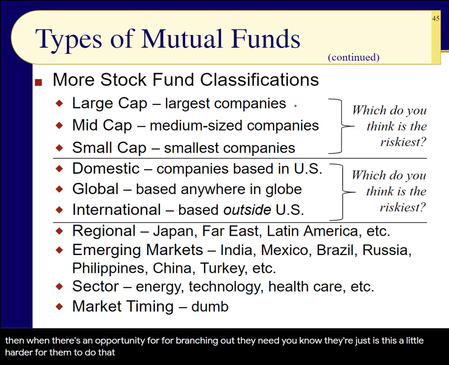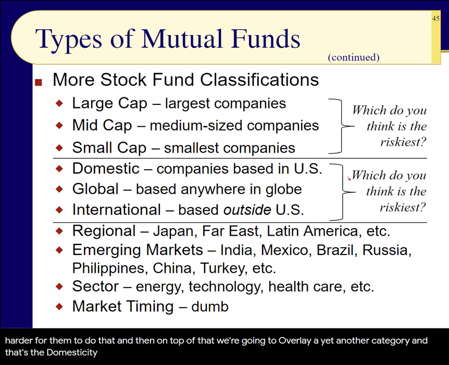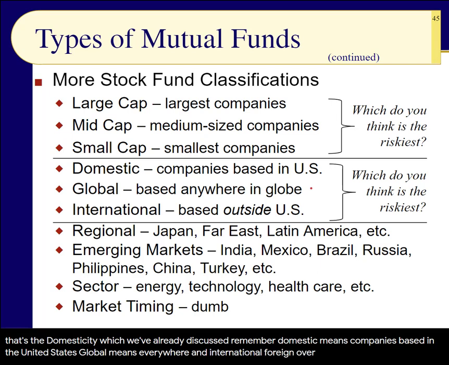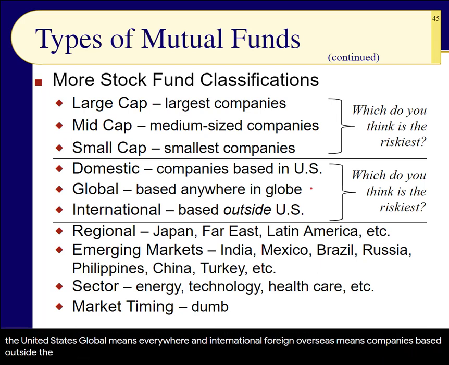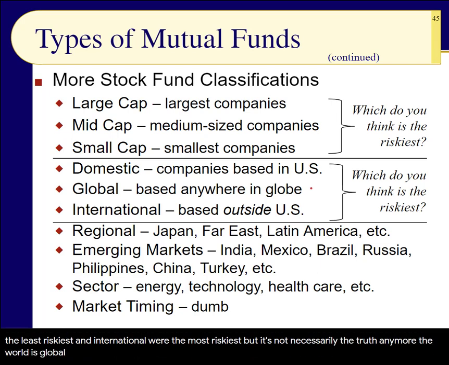And then on top of that, we're going to overlay yet another category, and that's the domesticity, which we've already discussed. Remember, domestic means companies based in the United States. Global means everywhere, and international, foreign, overseas means companies based outside the United States. And as we discussed back in our first chapter, it used to be that domestic were the least risky and international were the most risky, but it's not necessarily the truth anymore. The world is global. So now we have three different categories that we need to overlay on top of one another.